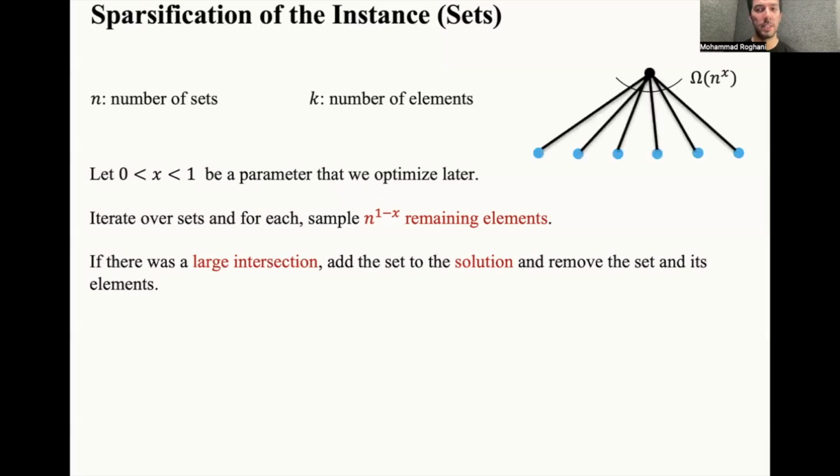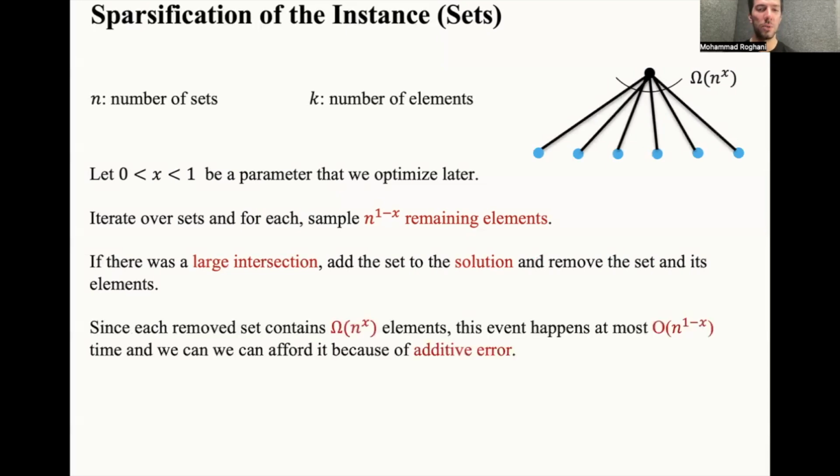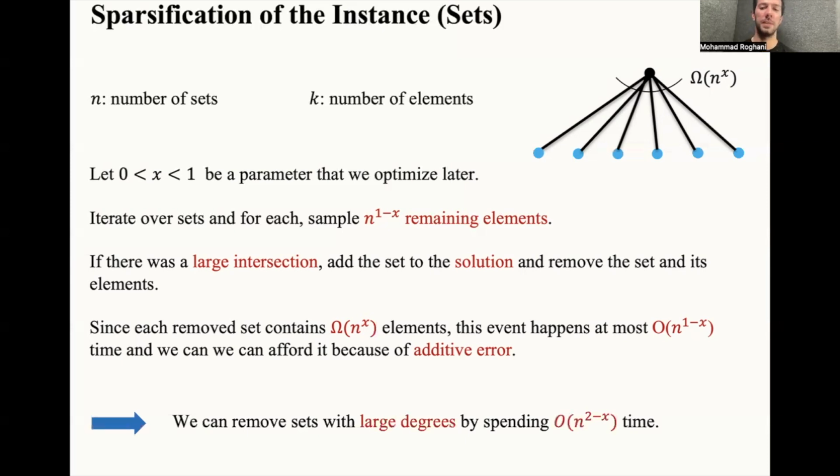So if a set contains more than omega of n to x elements, it means that we are going to have a large intersection. And since each removed set contains at least omega of n to x elements, this event happens at most of order n to 1 minus x times, which we can afford using the additive error in our estimation. So therefore, again, by spending n to 2 minus x time, we can remove all the sets with size larger than n to x.